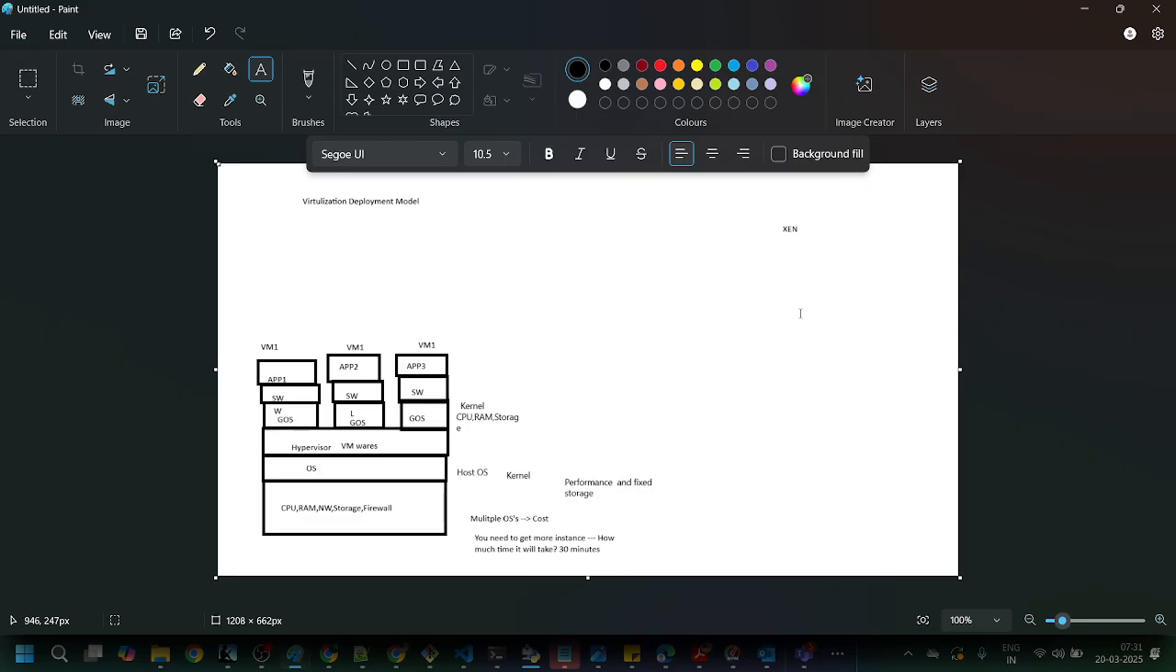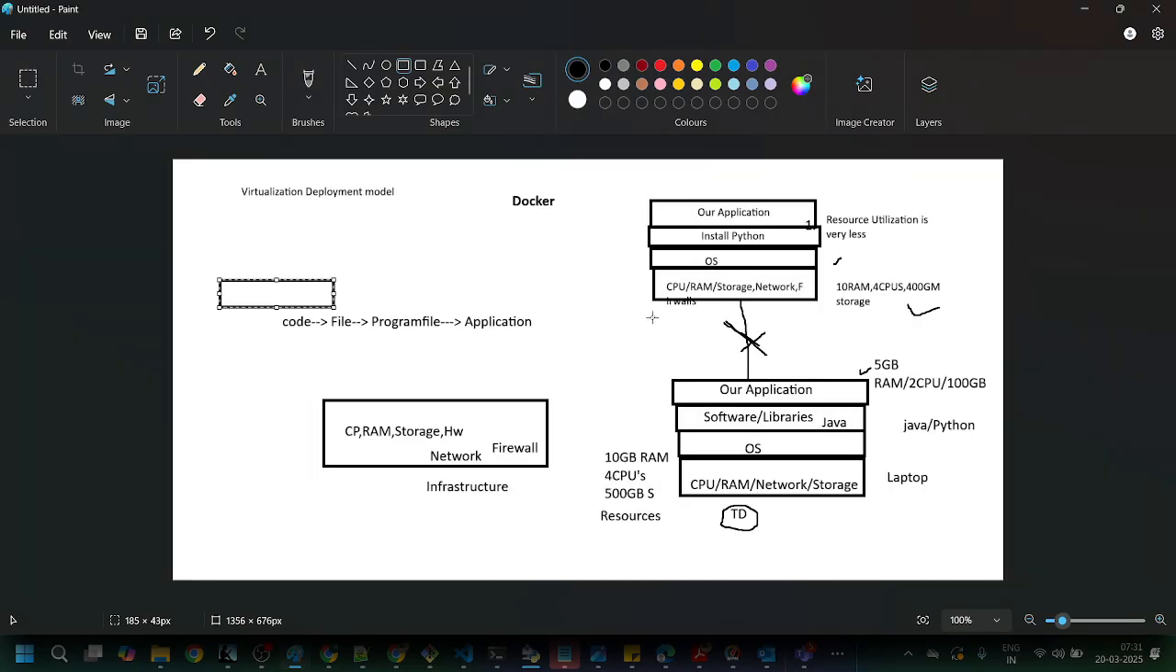In the traditional model also, to deploy your application, you buy a laptop or desktop, install software, and run your application. The whole thing will take a lot of time.